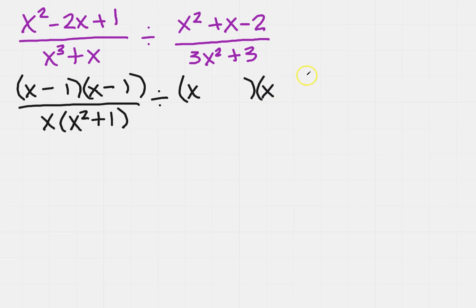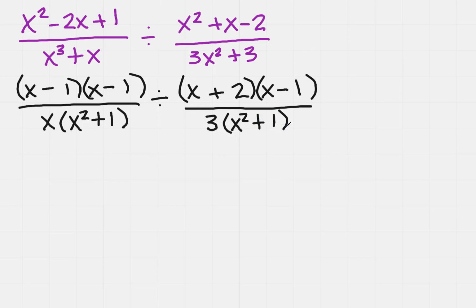And then this is divided by, and I'm going to have to factor the numerator. The factors of 2 that have a difference of 1, which is 2 and 1, the larger sign is a positive. And on the bottom they have a 3 in common, and I want x squared plus 1.